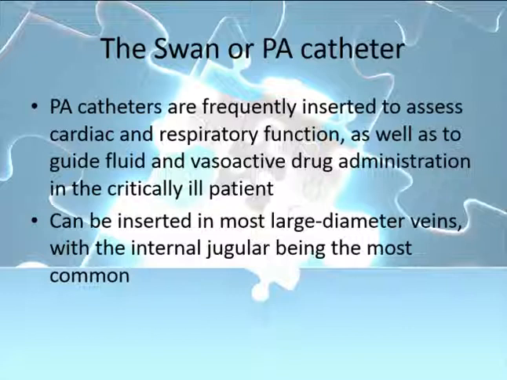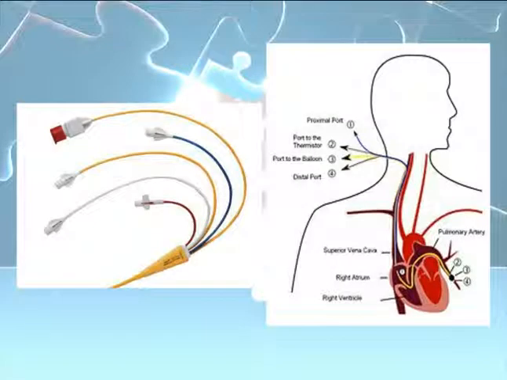PA catheters are frequently inserted to assess cardiac and respiratory function, as well as to guide your fluid and vasoactive drug administration in the critically ill patient. It can be inserted in most large diameter veins. The jugular is usually the most common, but I have seen subclavian Swans. I have seen femoral Swans.